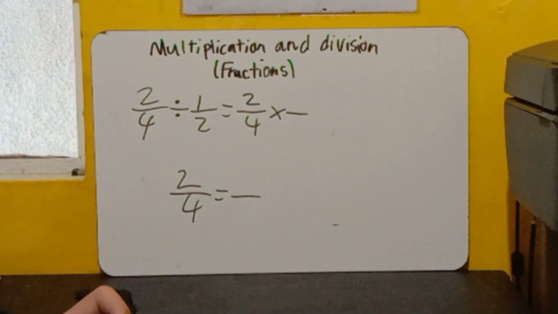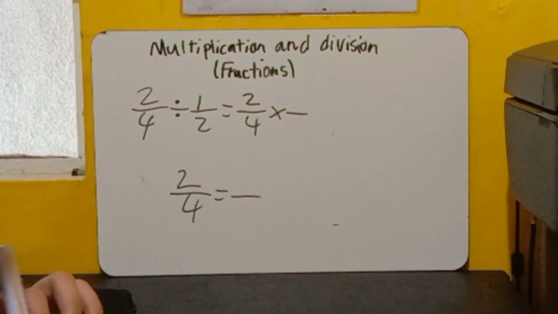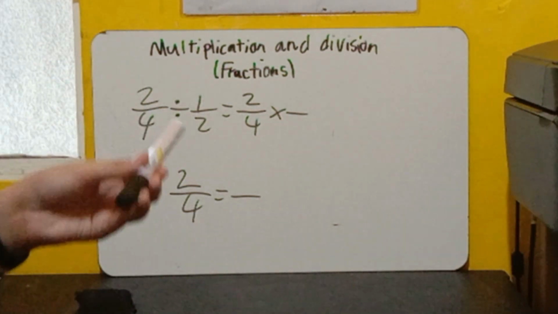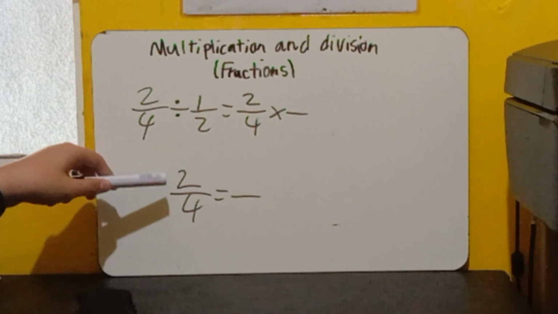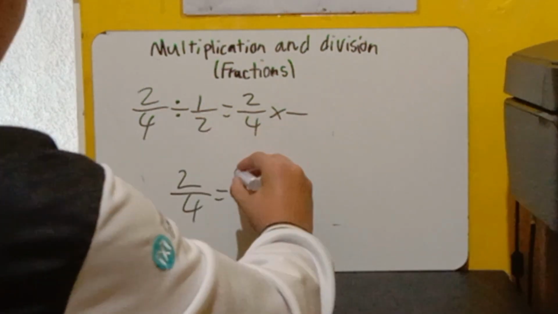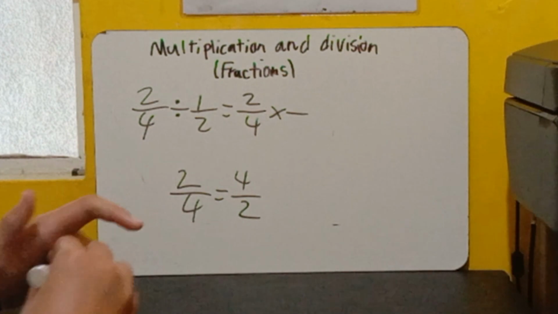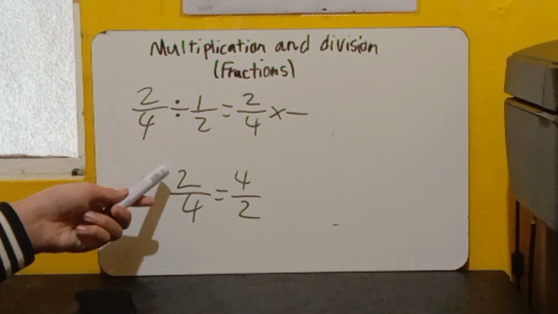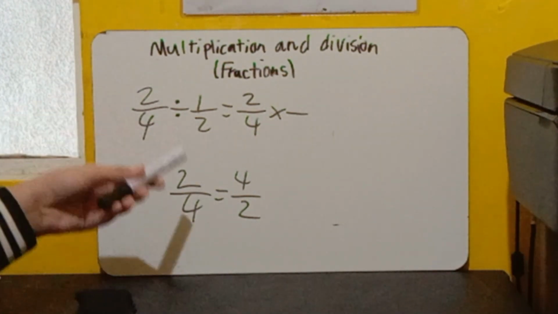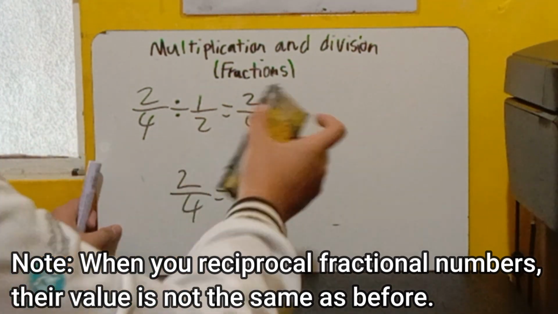What is the reciprocal form of 2/4? Well, that's easy. We just switch the position of the numerator and denominator. So that's going to be 4/2. All right. 2/4, the reciprocal form is 4/2.